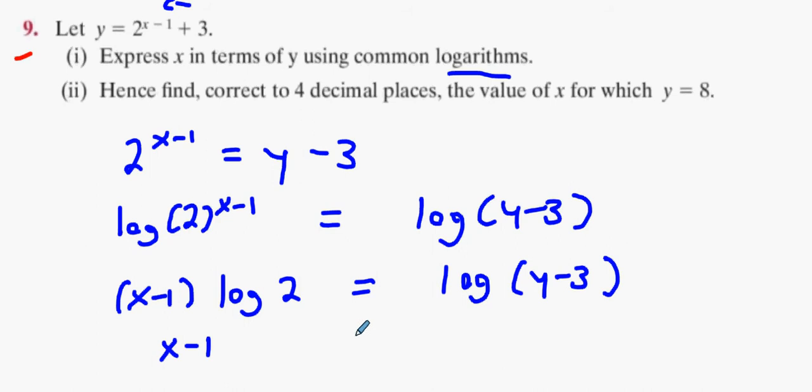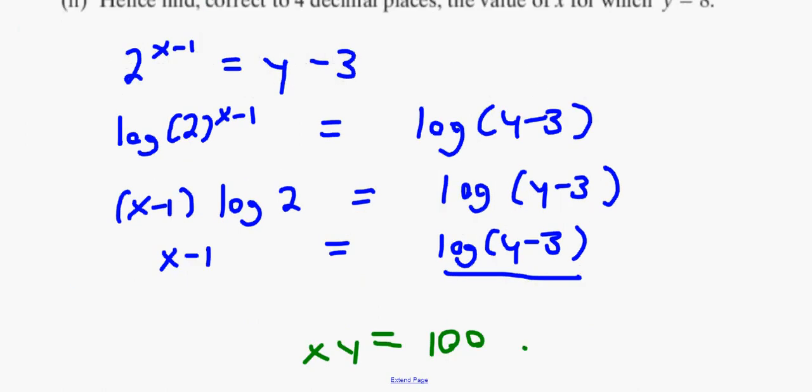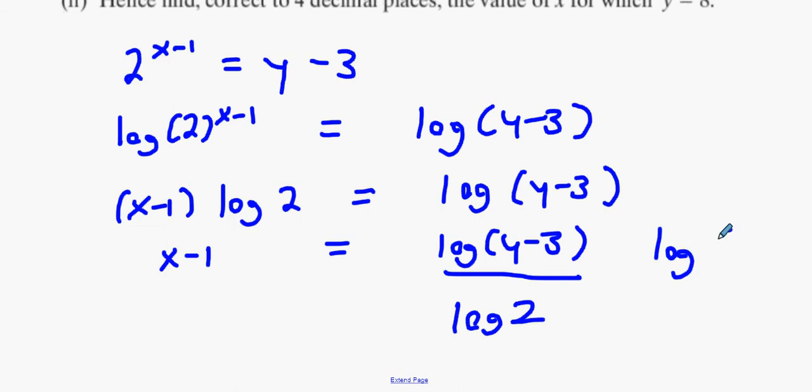X minus 1 equals log y minus 3, divided by log 2. Is that okay? Can anybody tell me the big difference between this and this? What's the big difference? This one can be expressed as log y minus 3 take away log 2. Everybody see the way there's only one log and 2 brackets? This one can't be. This one is 2 separate functions, okay? So you're not allowed to do that.